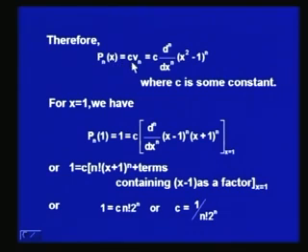So, they must be a constant multiple of each other. So, we have P_n(x) equal to c times V_n, or we can write it as c times d^n/dx^n of (x² - 1)^n, where c is some constant. The value of this constant c is found out using the fact that P_n(1) is equal to 1.